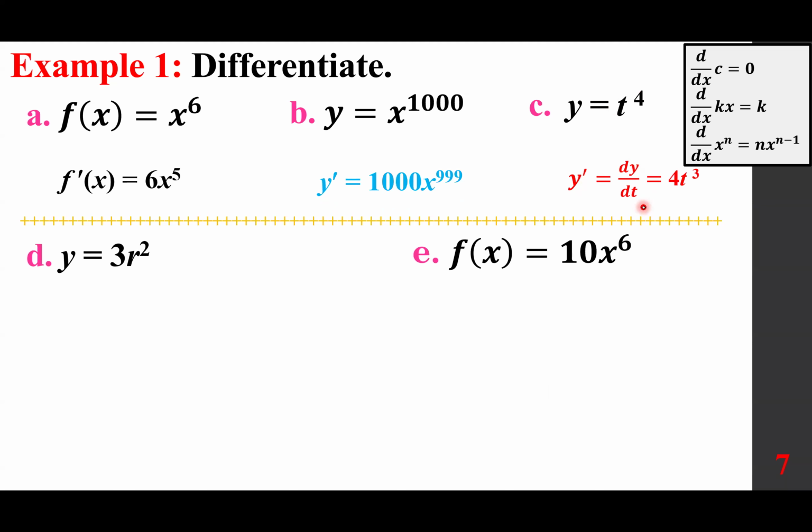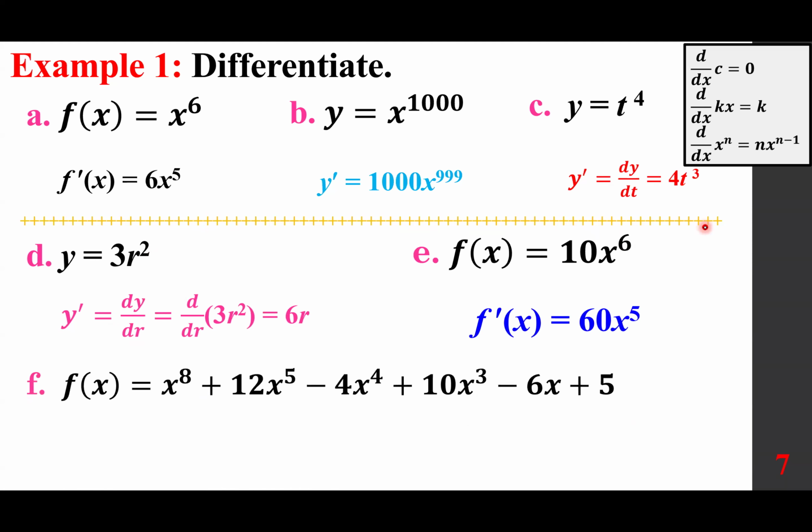3r squared. Never mind, the derivative of 3r squared is 6r. 3 times 2r is 6r. The way you write it: dy/dr, d/dr of 3r squared, or simply y prime. Again, the advantage of Leibniz's notation is that it does give us the independent variable. It tells us which one is the independent variable. Over here, 10 times 6, 60x to the power of 5 is the answer. So f prime of x is 60x to the power of 5.